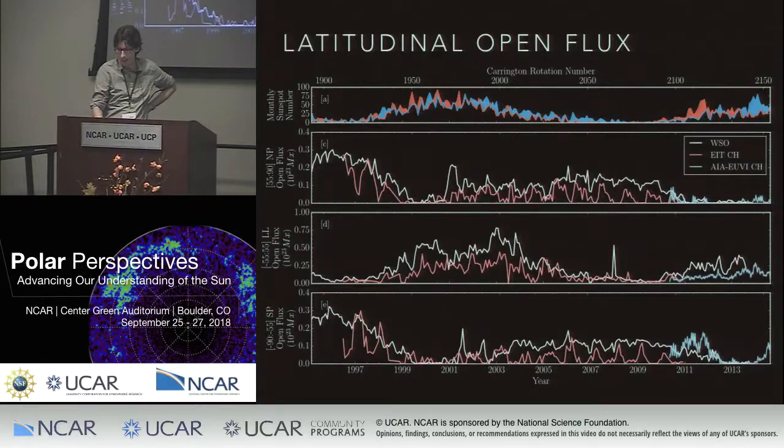And when we take a look at our AIA UVI data, again, you don't see that same variation over those time periods. So that's really where a lot of that missing open flux in that earlier panel is hiding away, in terms of just not having polar coverage for these particular maps.